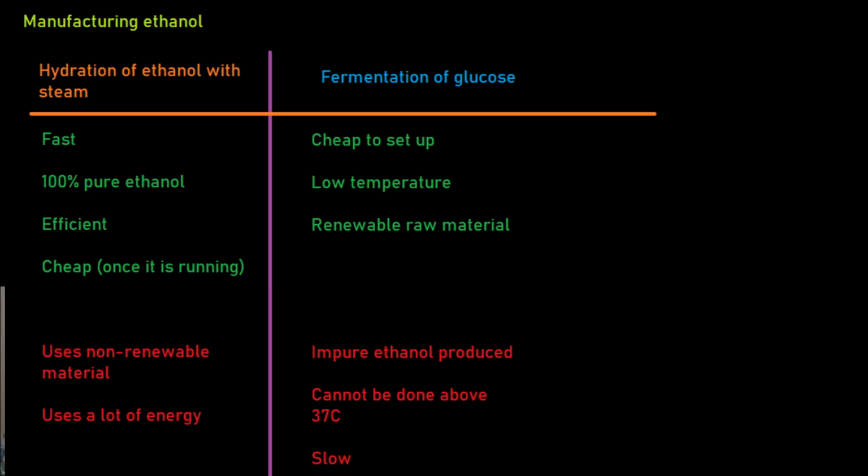Disadvantages are it's a lot slower than hydration of ethene. And the main disadvantage is that you don't get pure ethanol. Yeast can only make ethanol up to a concentration of around 15 to 17%, depending on the species of the yeast. And you will have to extract the ethanol from that mixture of water and leftover sugar and yeast cells, which you can do by distillation. So a very common exam question is to compare those two methods.